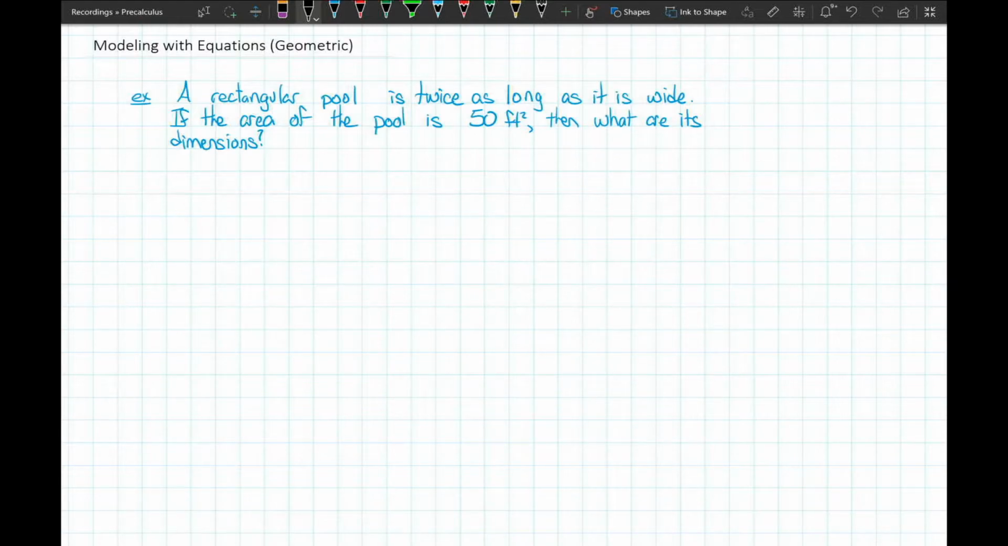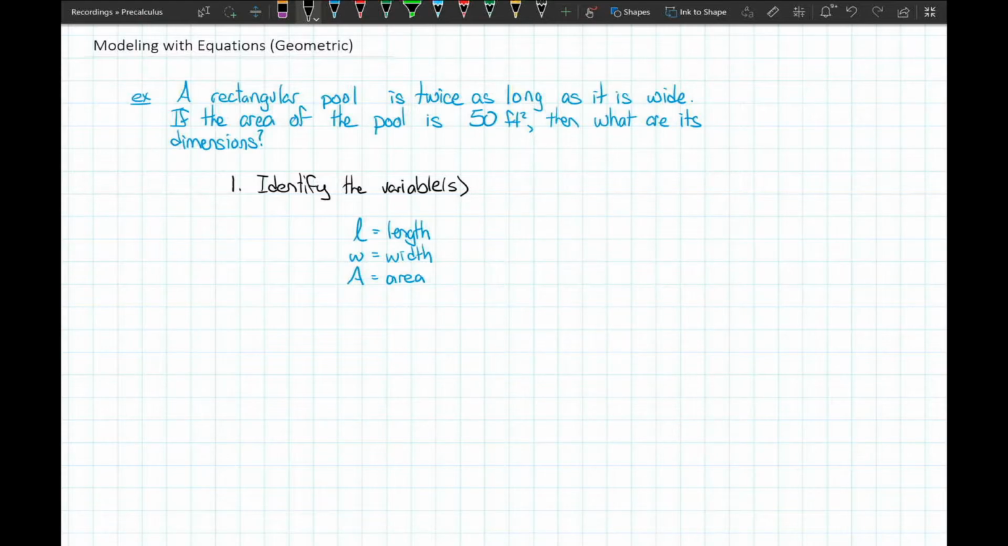So here we can see that we know things about length and width, and you can use whatever letters you want, but try to make them make sense. Here I'm going to use L for length, and I'll use W for width. Now the other thing that's mentioned in here is something about the area of the pool, and commonly we use capital A to represent area. So step one is just identifying variables.